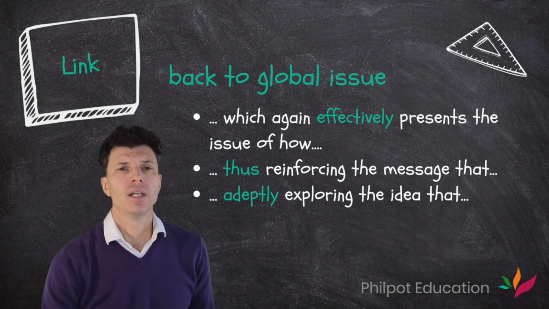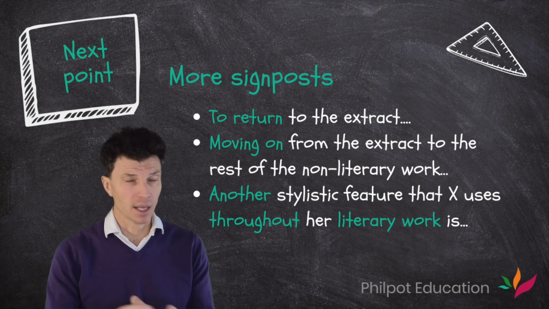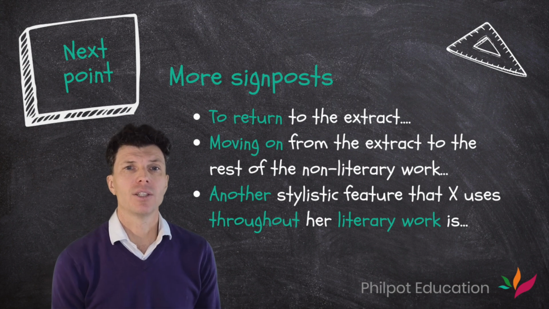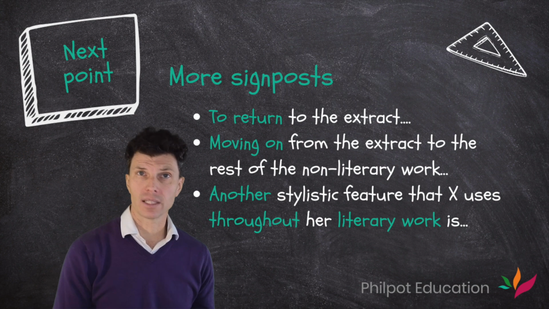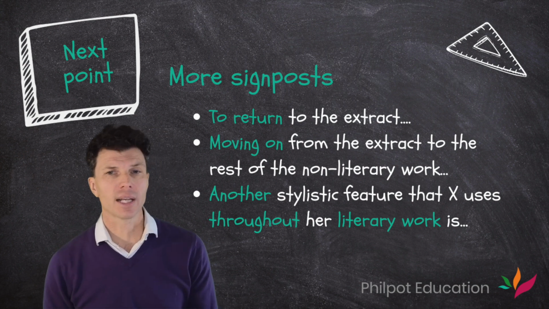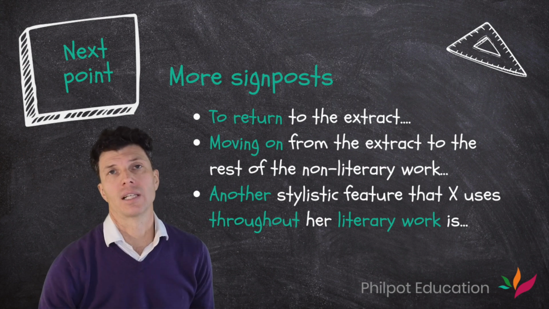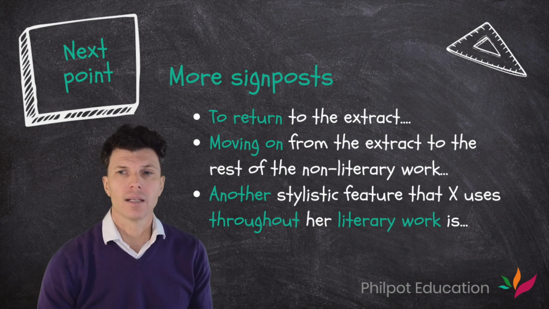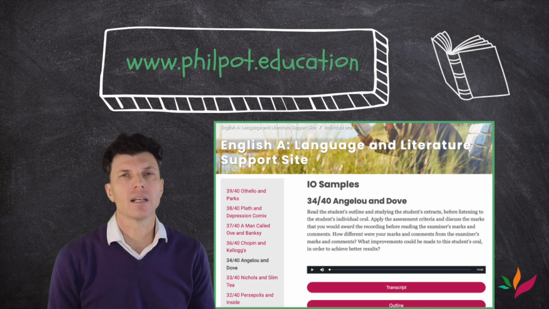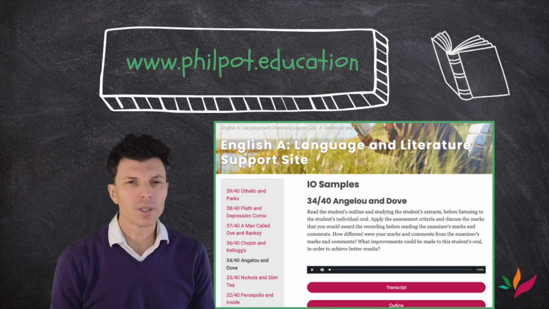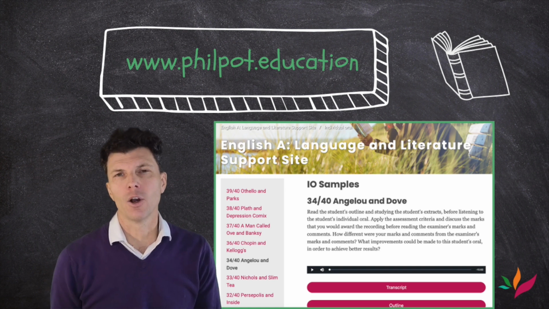More signposts. When you've done a chunk of PEL, you'll move on to another chunk of PEL, and you'll want to set that up, right, to return to the extract, moving from the extract to the rest of the literary work. Or another stylistic feature that X uses throughout the literary work is such and such, right? Those are great little pivots that you can use throughout. So this has been a long list of words and features, of bits of language that you can use in your I.O. I hope you appreciate them.